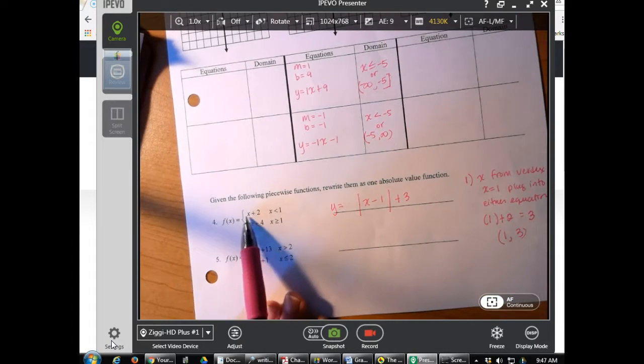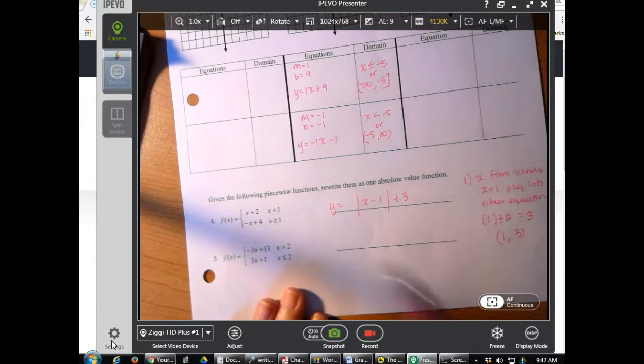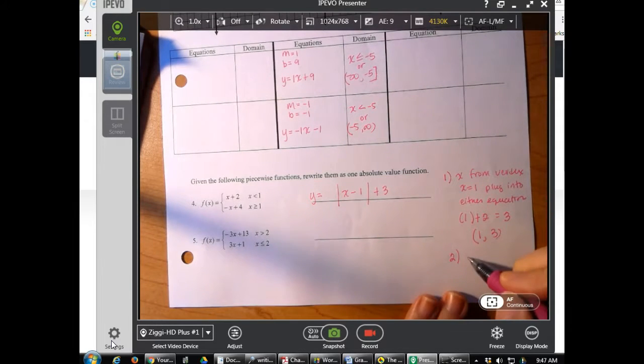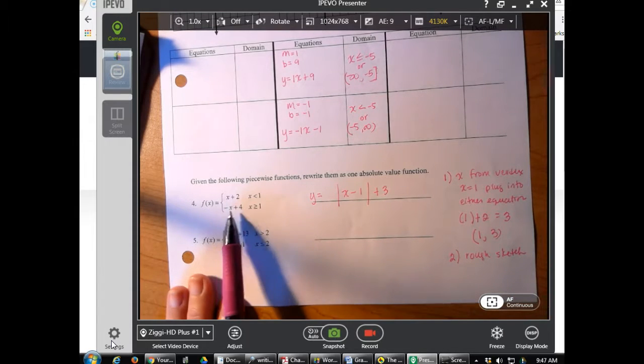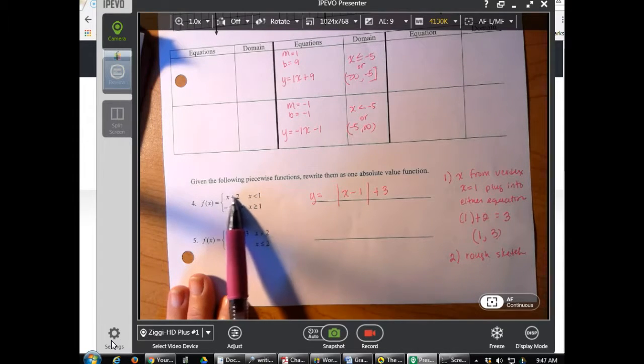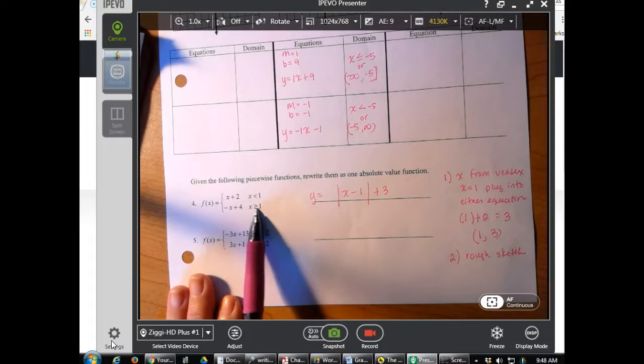And I already know my slope is either 1 or -1. I just have to decide if it opens up or down. So that is step 2. So step 2 is to do a really rough sketch of your function, your absolute value function. So I know that the left-hand side, because x is less than 1, this is my left-hand side. This is my right-hand side because it's talking about x greater than 1.